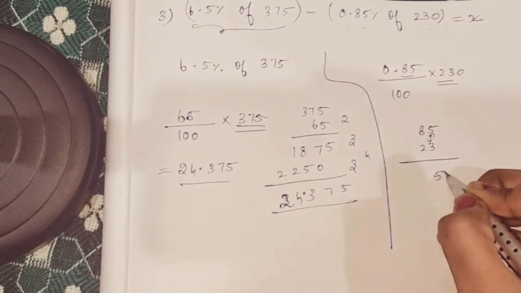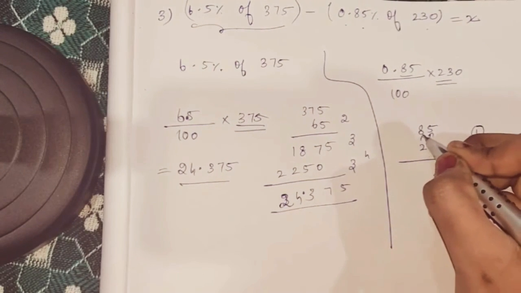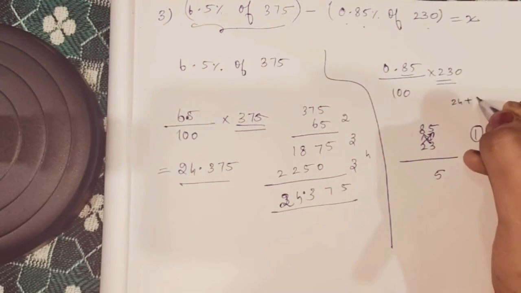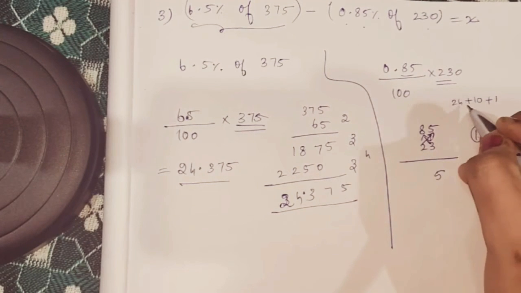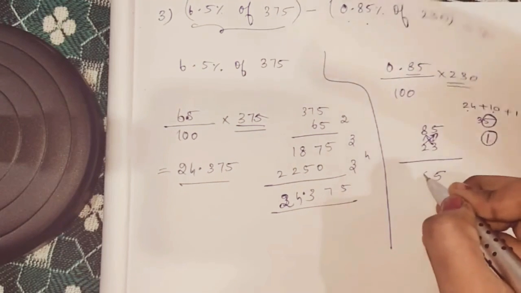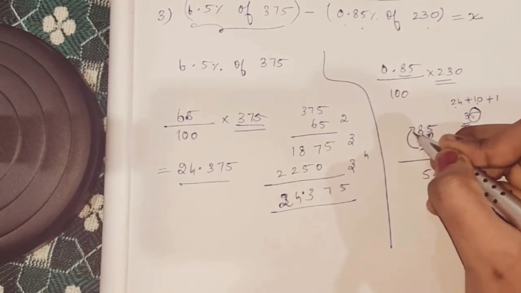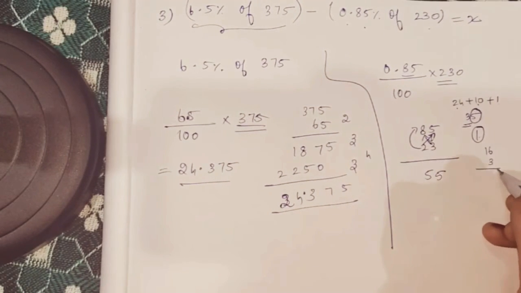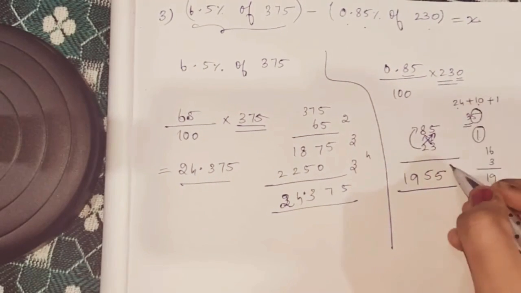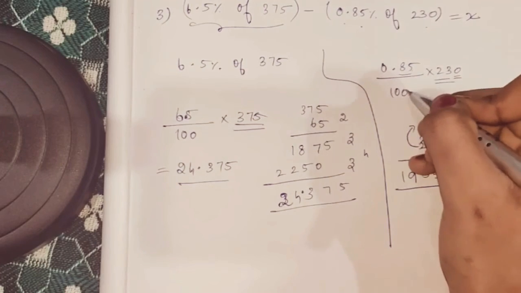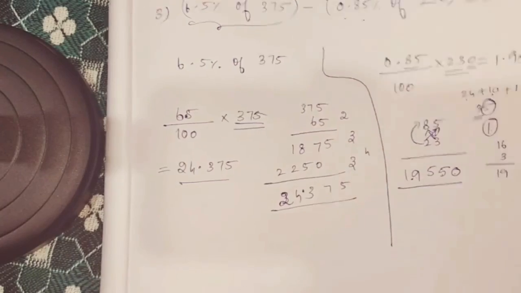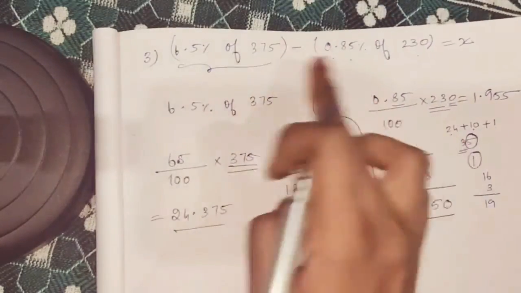5 3s are 15, 15 5, remaining 1 will be there. 8 3s are 24, 24 plus 5 2s are 10, plus you have 1 here. Therefore 24 plus 10 is 34, 34 plus 1 is 35, 35 you have to take 5, remaining 3 will be there. Now 8 into 2, 8 2s are 16, 16 plus 3 is 19. Therefore 1955 is your answer. Already you have a 0 here, so put 0. So the points 1 2 3 4, 1 2 3 4, that is equal to 1.955.